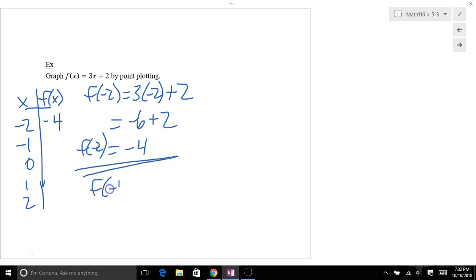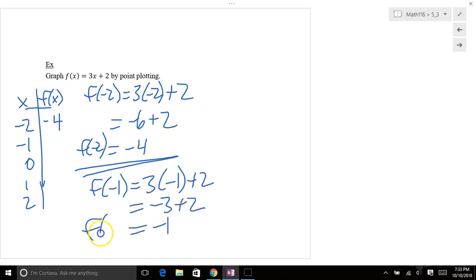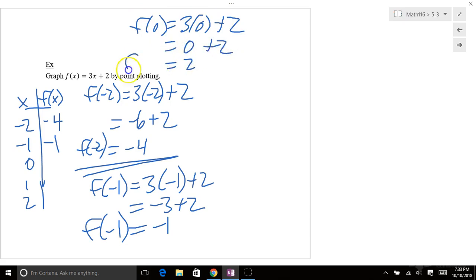Now we're going to plug in negative 1 for x. So you've got 3 times negative 1, as x is negative 1 this time. So we get negative 3 plus 2, which is negative 1. So f of negative 1, y, is negative 1. Plug 0 in for x. So f of 0 is 3 times 0 plus 2. Anything times 0 is 0. 0 plus 2 is 2. So y is 2 whenever x is 0. And so on. Plug 2 in for x, and we get 2 times 3 is 6, plus 2 is 8.